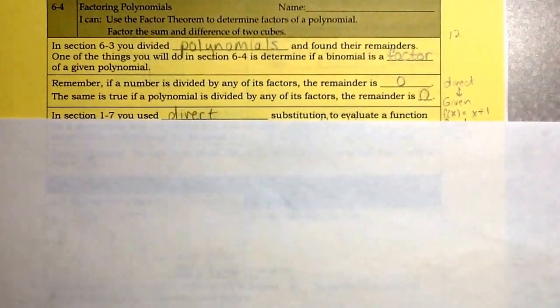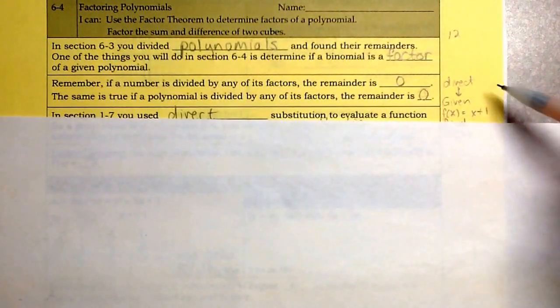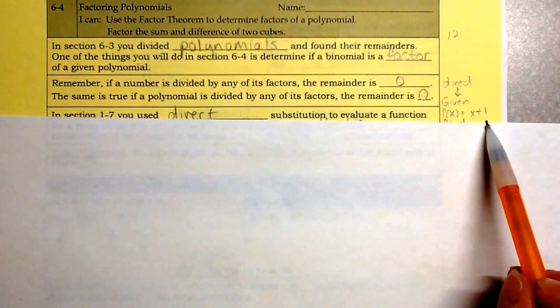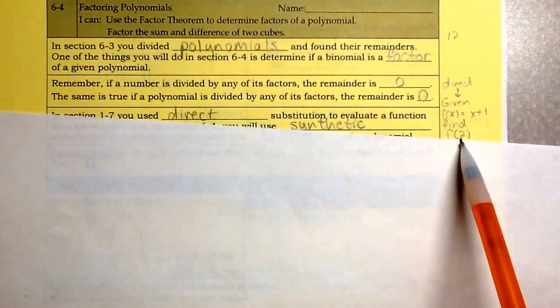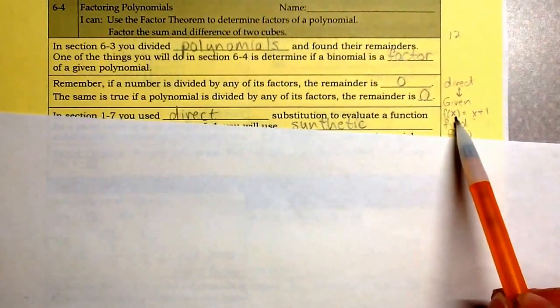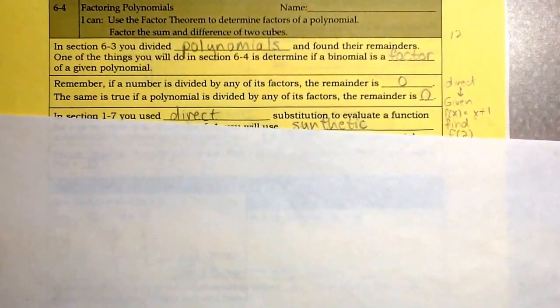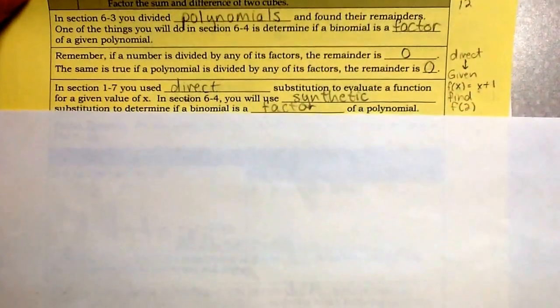Now, in section 1.7, you used direct substitution to evaluate a function, and I just want to remind you what direct substitution is. If you're given this function and asked to find f of 2, that would mean you just substitute the value 2 here and here, so f of 2 would be 2 plus 1, or 3. In this section, you're going to use synthetic substitution to determine if a binomial is a factor of a polynomial.